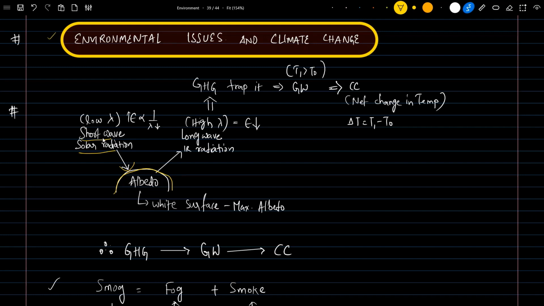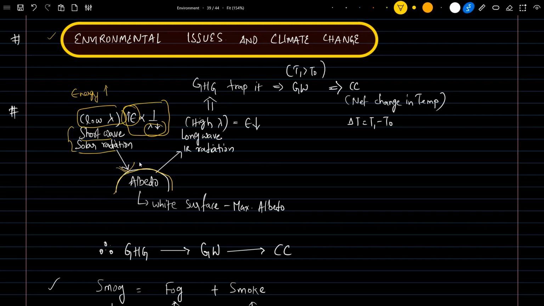So why is it called a short wave? Because it has high energy. Because it is a solar radiation which is coming directly from the sun. So energy is high. We also know that energy is inversely proportional to wavelength. So as energy is high, lambda, which is wavelength, will be low. Low wavelength means short wave. So it is called short wave solar radiation.